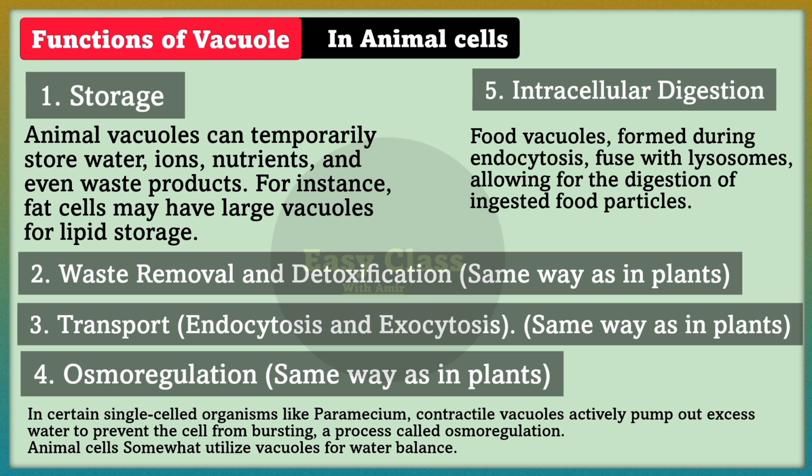In summary, while both animal and plant cells possess vacuoles, plant cells rely heavily on a large, central vacuole for maintaining turgor pressure, growth, and long-term storage, whereas animal cell vacuoles are typically smaller, more numerous, and play more transient roles in storage, transport, and waste management, often complementing the functions of lysosomes.